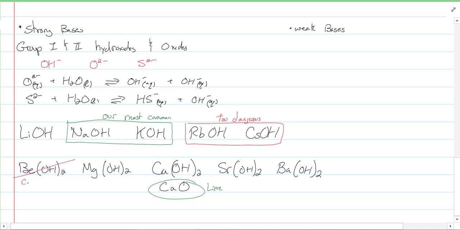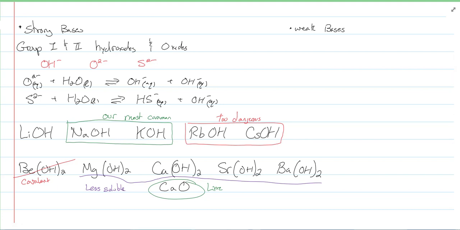Be(OH)2 is actually a covalent compound. And these guys are less soluble, which means they don't dissolve quite fully. They don't make a clear, colorless solution. Now, they'll still react as a strong base, so that's why we're talking that way, but they're not necessarily a strong base.